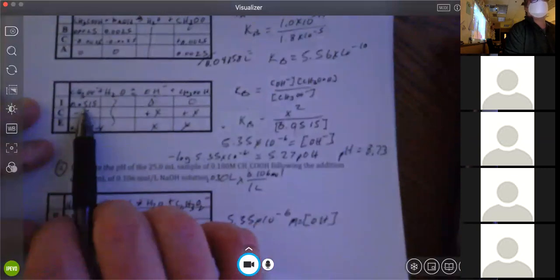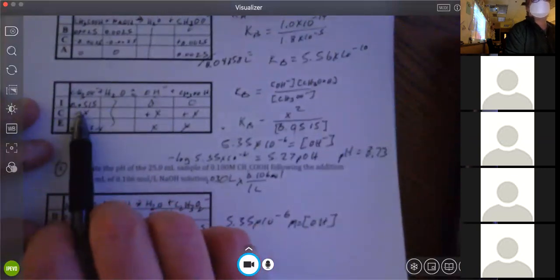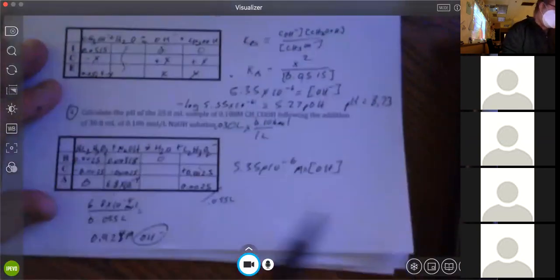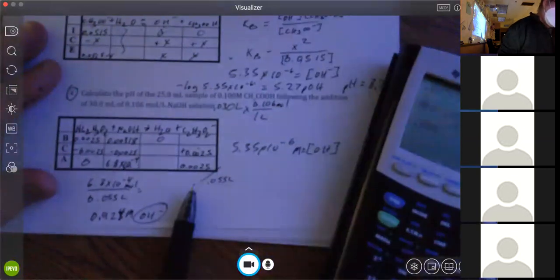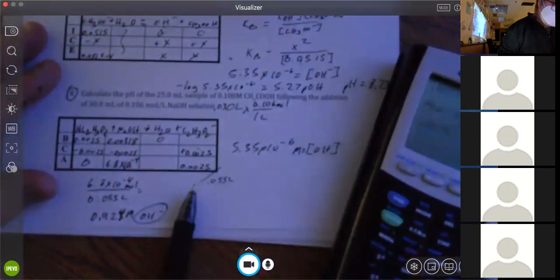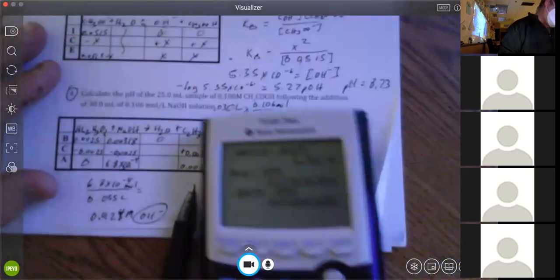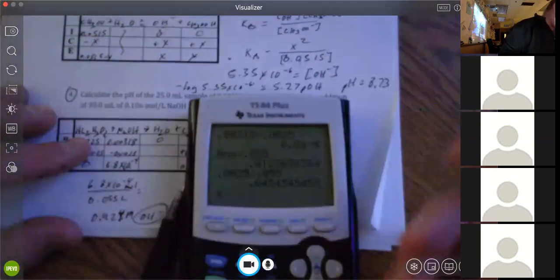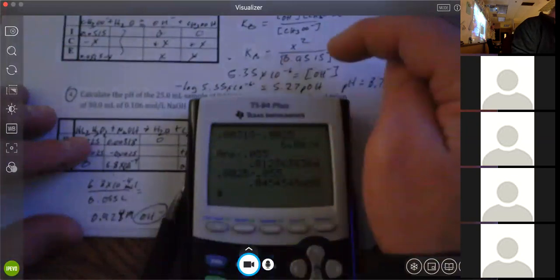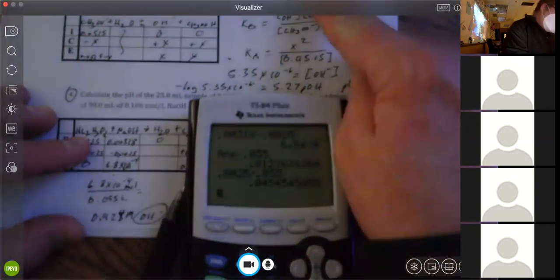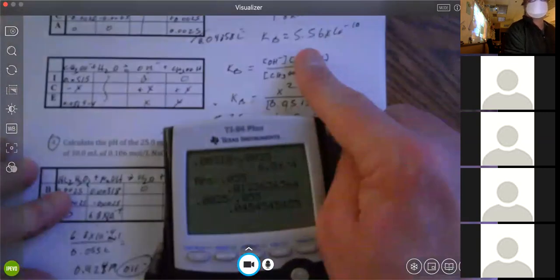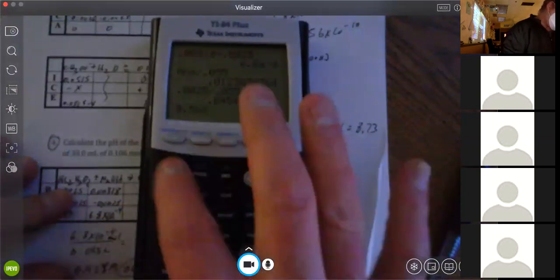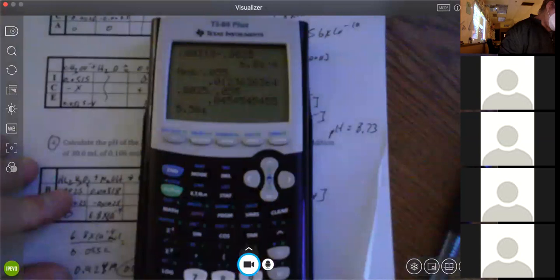And we recalculated the moles. Now I realized that this is in 0.04858 liters. We could change that to this: 0.0025 divided by 0.055. So instead of this right here, we get this. Well, let's go ahead and do it. Let's take the KB, which is 5.56 times 10 to the negative 10.